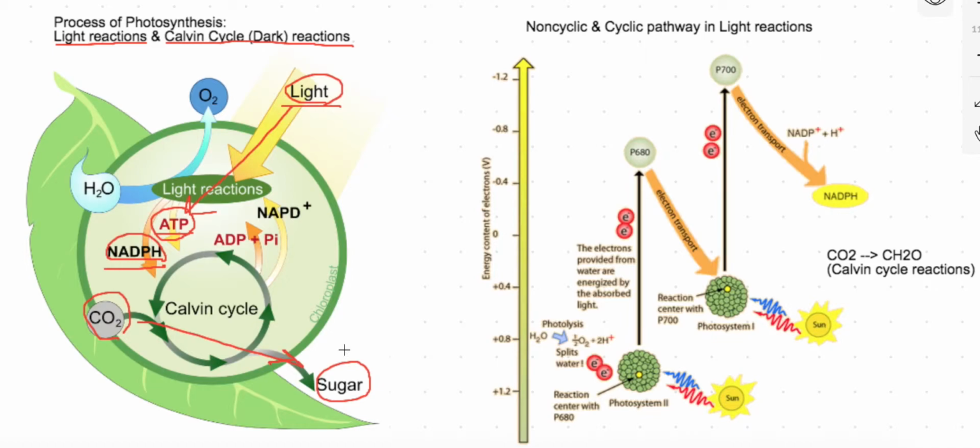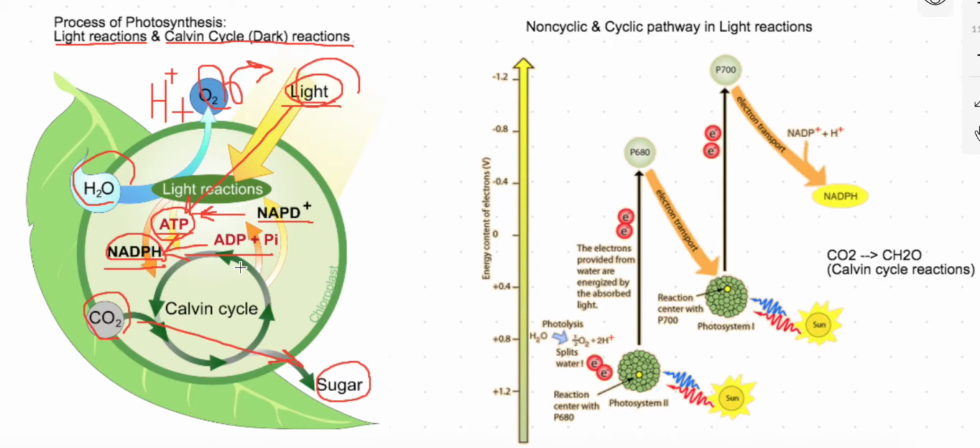This can be summarized into the following steps. During the light reaction, solar energy is absorbed. Water photolysis splits the water molecule into hydrogen and oxygen atoms. Then oxygen is released. Solar energy energizes electrons so that ADP and NADP plus become ATP and NADPH accordingly.